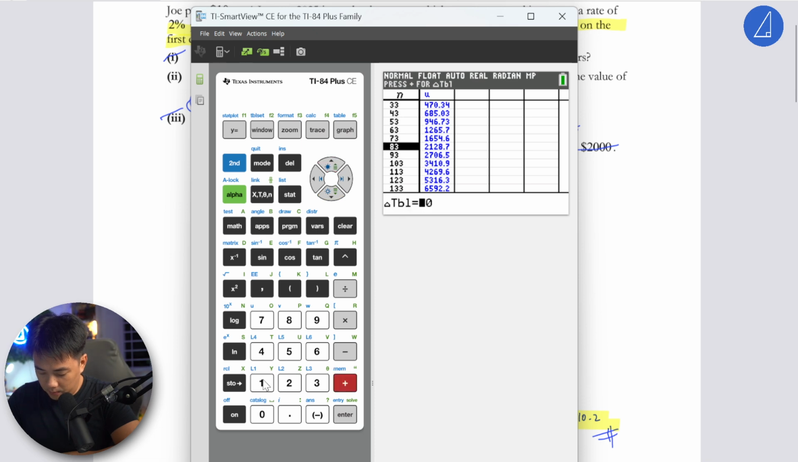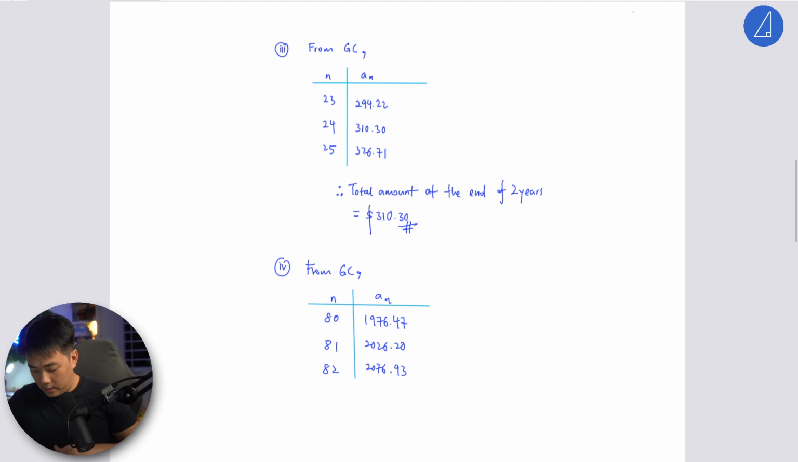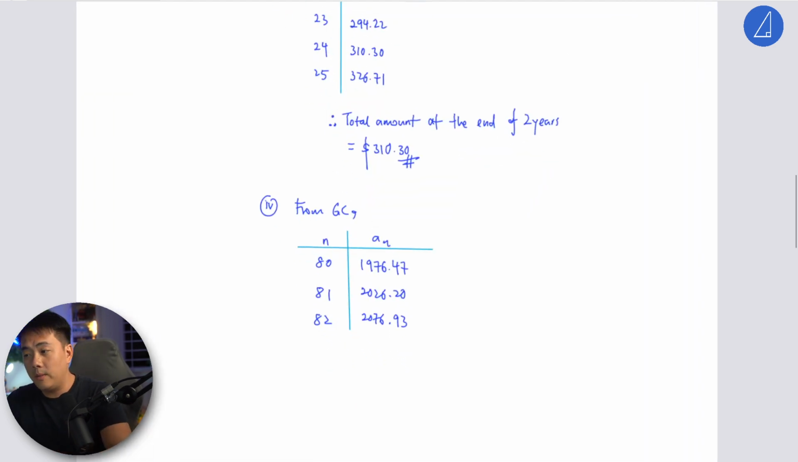Then we can put plus. Don't forget to change the table delta to 1. So fine tune it. Don't forget to fine tune it. That's what I'm trying to say. So in this case, we need the complete months to be above 2,000. It would be n equals 81 months. Okay, so that's that. The number of complete months will be 81 months.